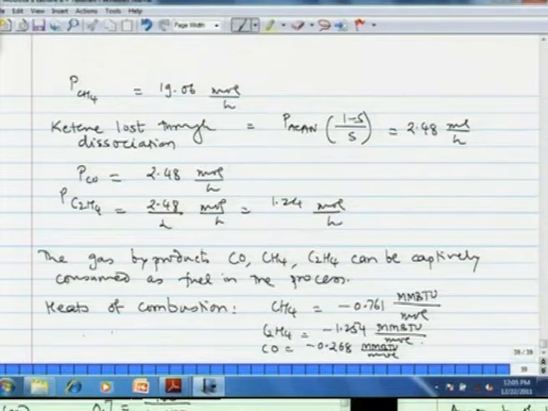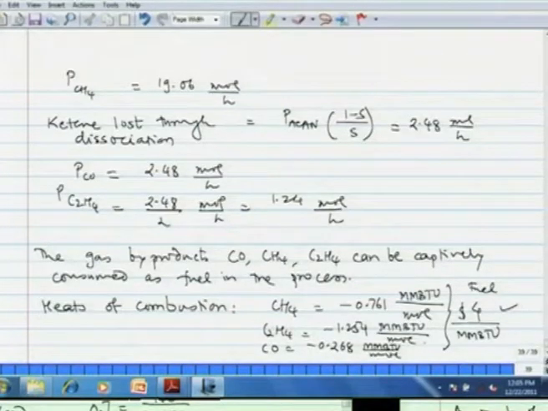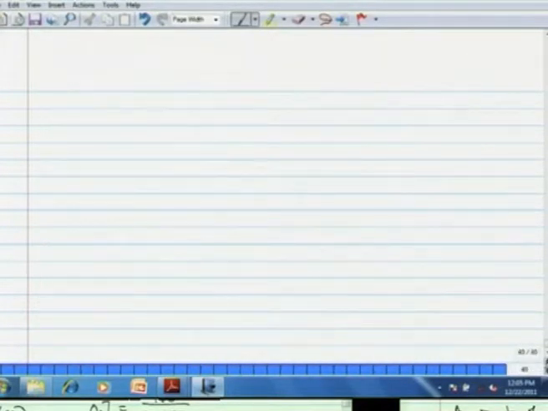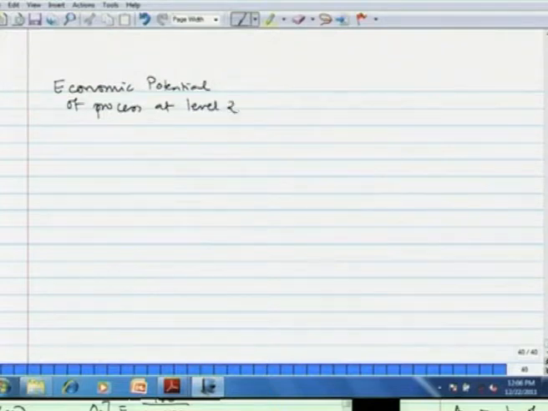The fuel cost in general can be taken as $4 per MMBTU. This is the same value as we have used in our previous example of acetone manufacture. Now, given all this information, how can we write the economic potential at level 2, that is, the input output structure of the flow sheet?